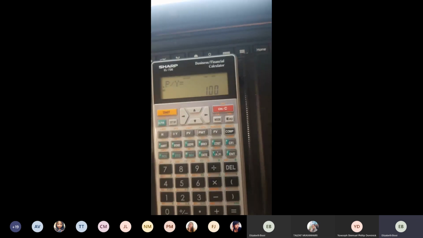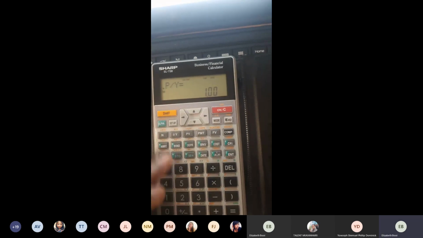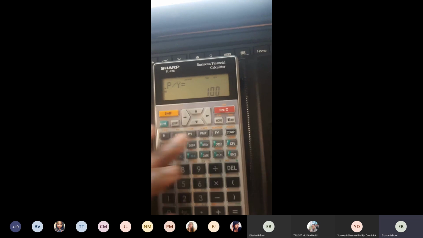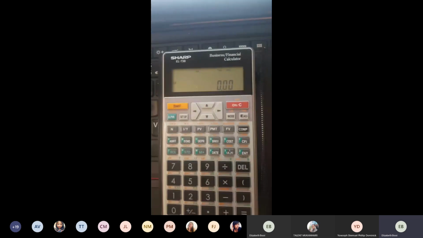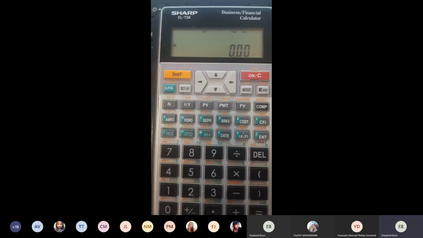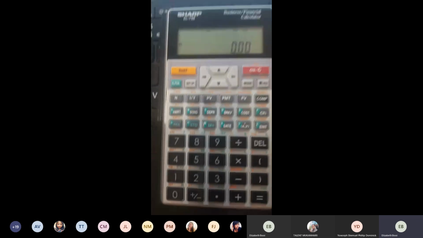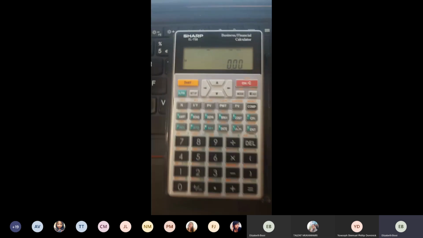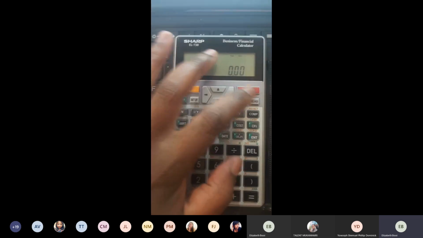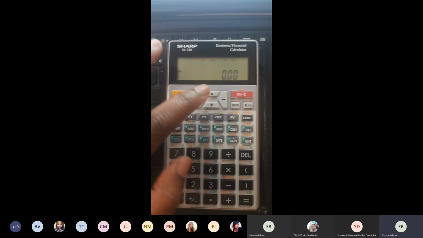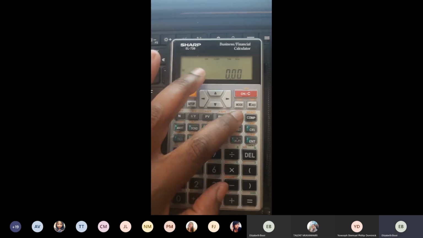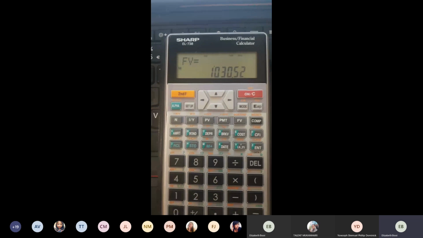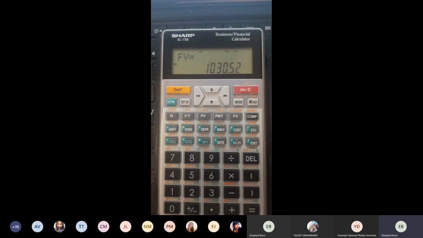Recall N should give me the value for my N. And you can go on and off your calculator because your data is stored on your calculator. Now let's compute. When we are satisfied that we have all the values, we can just press comp and then FV, and you will see that we get exactly the same amount.